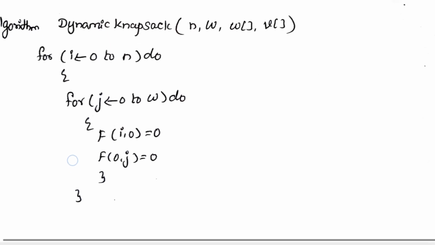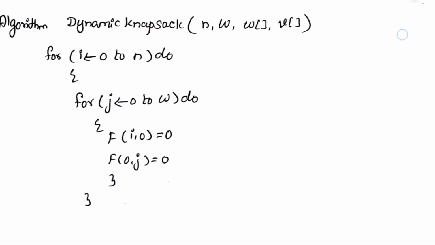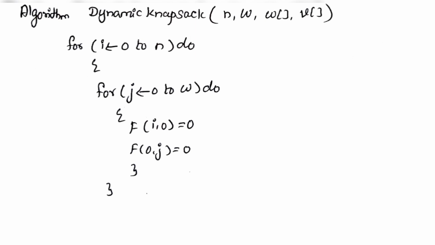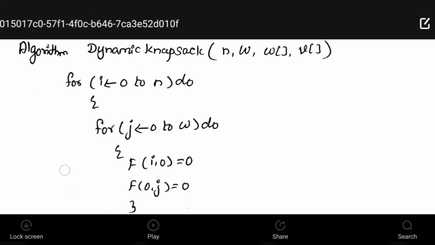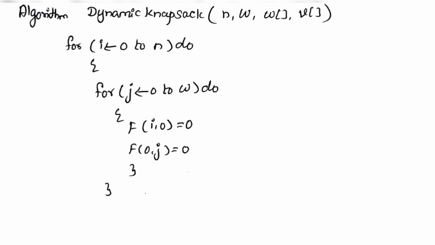Algorithm for dynamic knapsack. Dynamic knapsack of n, that is n number of objects, W is the maximum capacity, w of brackets is the weights, v of brackets is the values. Now the first part is initialization. How do we do it? For i equals 0 to n do, for j also 0 to W, the weights are whatever they are.